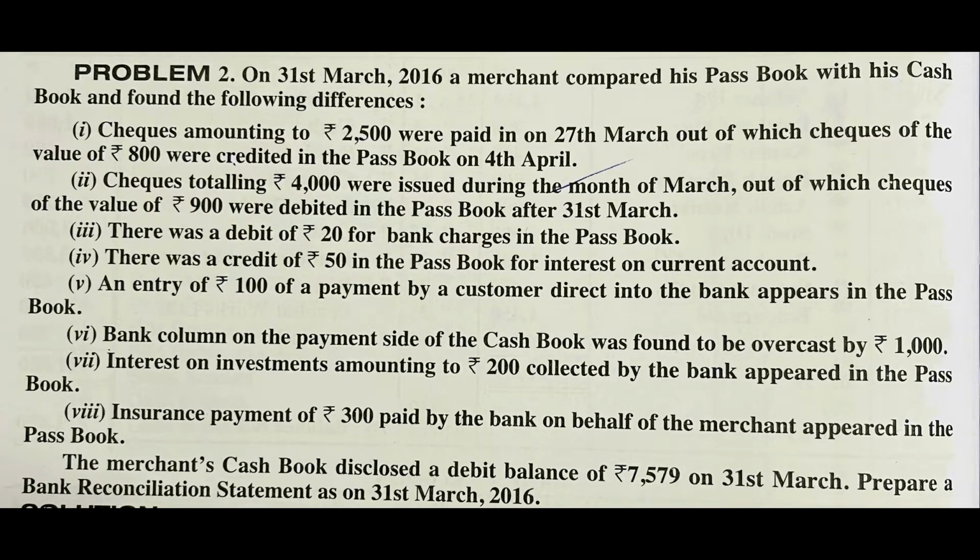These are the reasons. Finally, what is being asked? The merchant's cash book disclosed a debit balance of 7,595 rupees on 31st March. Prepare a bank reconciliation statement as on 31st March 2016. This is the question. Let us see the solution for this.